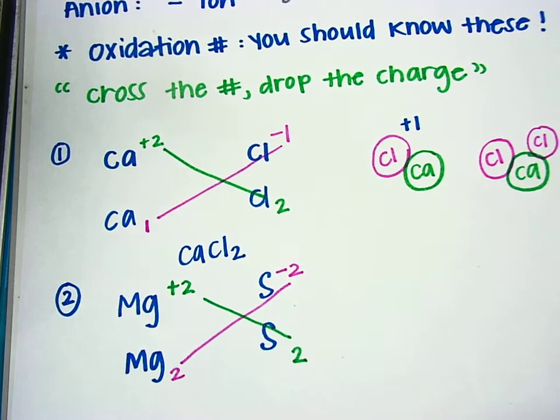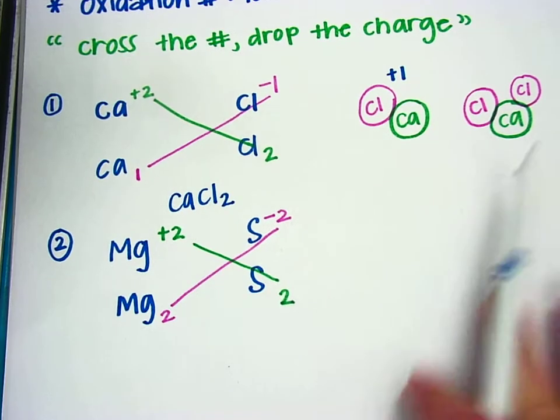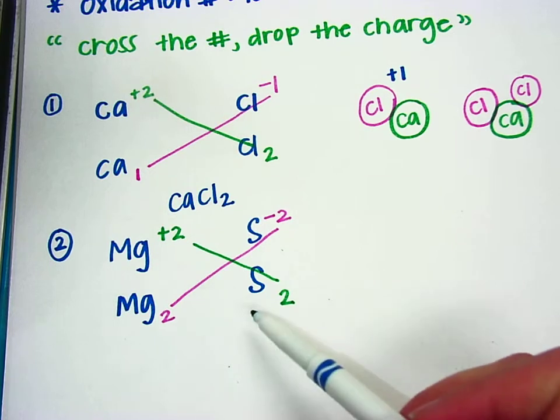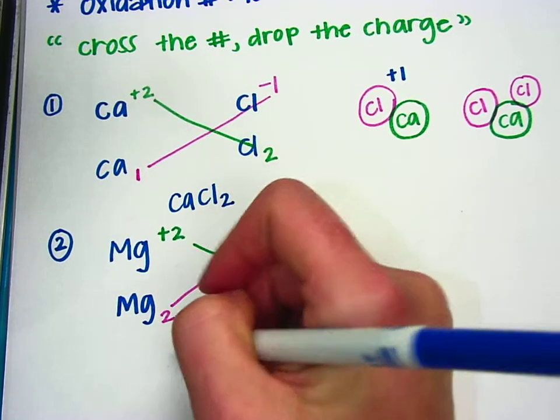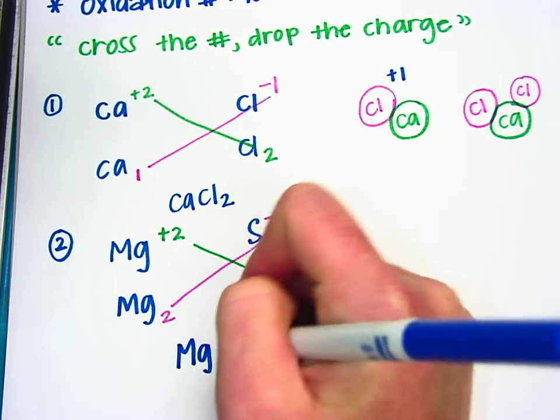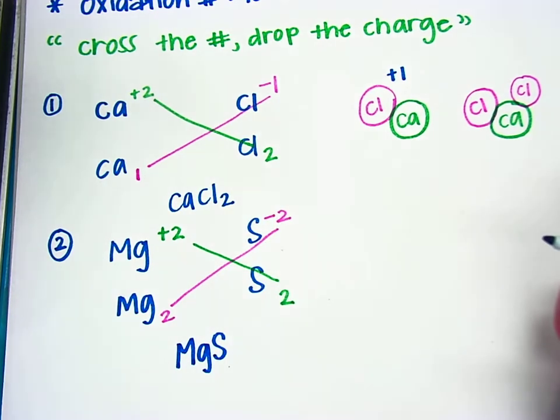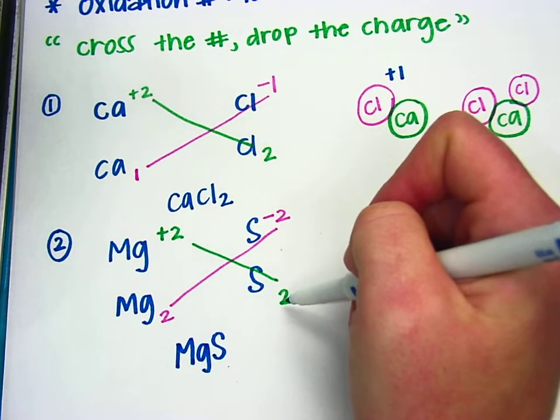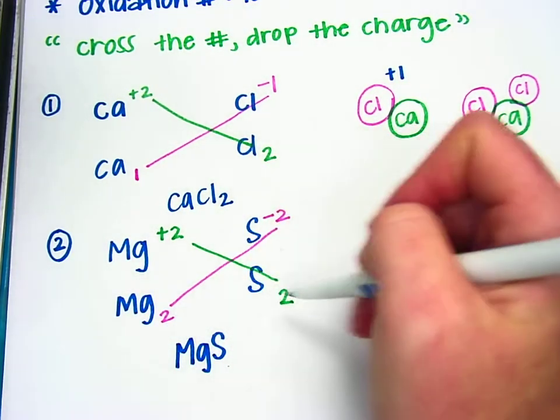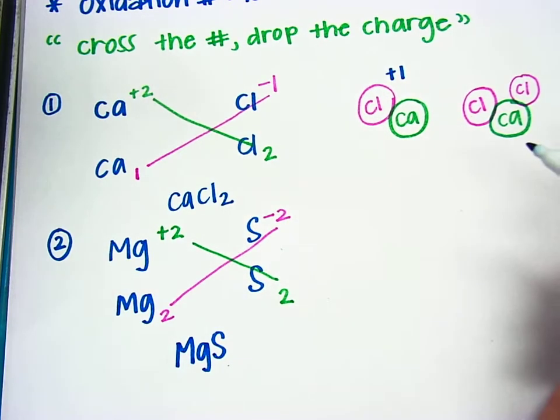Just like before, if there's a number 1, or if you can simplify, you don't have to write it. So since both of these numbers are 2, I don't have to write them, so I can write MgS instead. They'll cancel each other out. If I had a 2 and a 4, then it would become 1 and 2, because that simplifies. So make sure you check that each time.